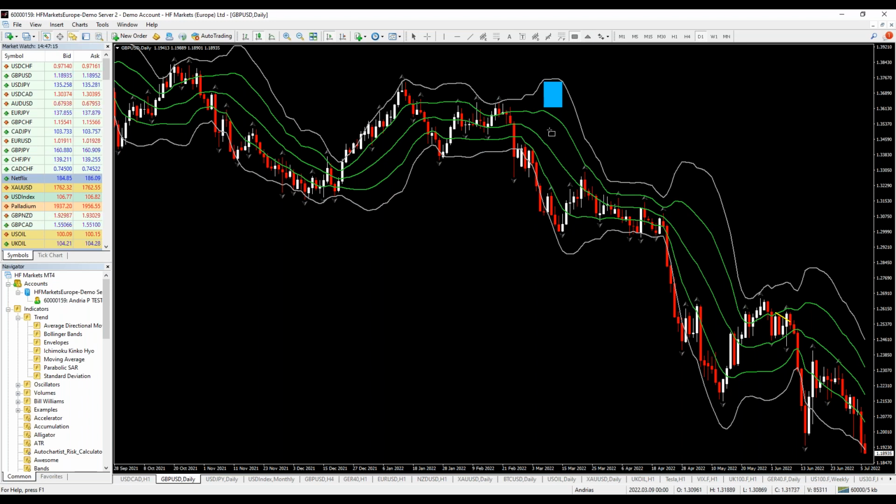The next zone is below the lower standard deviation, but above the lower 2 standard deviations. So it's this area over here. Have in mind that in this area over here is an area in which we might see long positions. This area over here is an area in which we might see short positions.